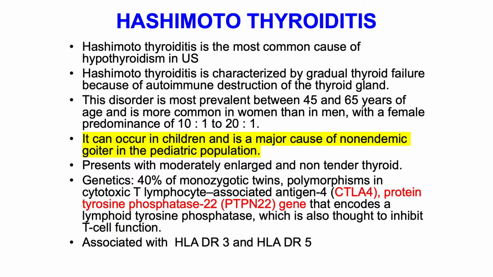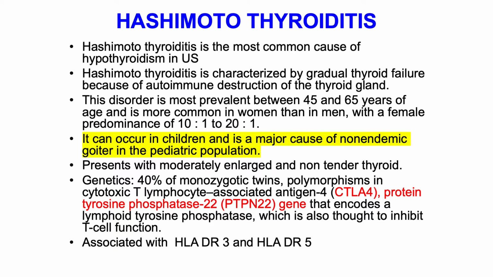The disease is quite common in women, as seen in other autoimmune diseases as well, and the female preponderance is 10 to 1 to 20 to 1. Such a high ratio is there in favor of females. It is classically more seen in middle-aged females, generally around 40 to 60 years of age. Classical presentation is a moderately enlarged thyroid, and it is non-tender.